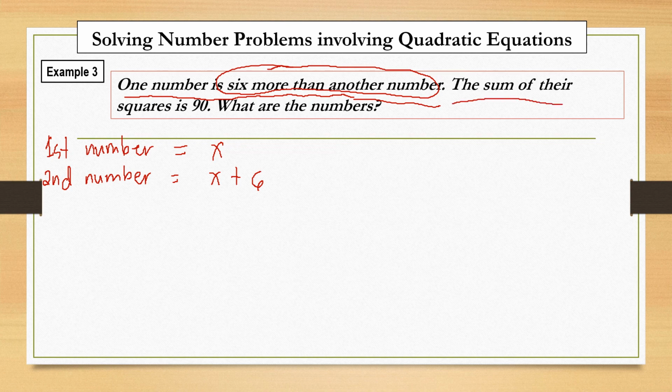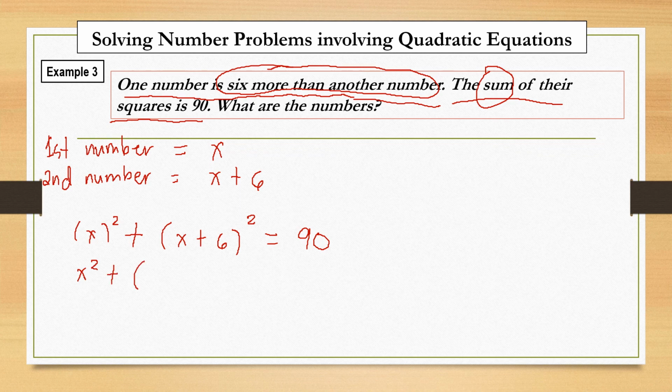Next, the sum of their squares is 90. What is the square of x? So we have here x raised to the second power. Sum, so we will add the sum of their squares. The square of the second number would be quantity x plus 6 raised to the second power, and that is equal to 90. So what is the square of x? We have x squared. How about the square of the binomial x plus 6? Okay, let us square the first term. We have x squared plus, multiply the 2, 6 times x, 6x, get twice of it, that would be 12x, plus square the second term, square of 6 is 36, is equal to 90.